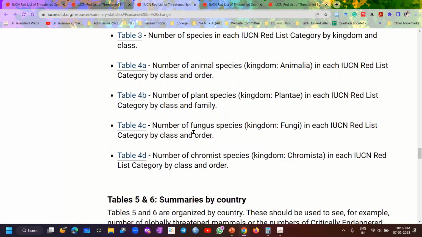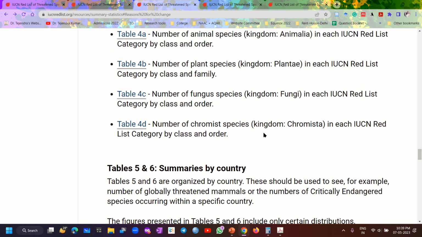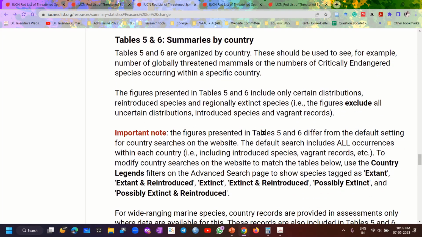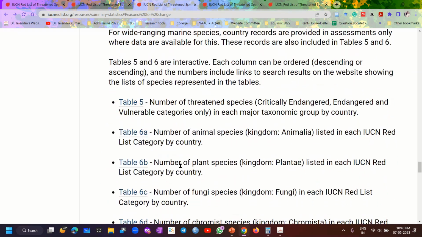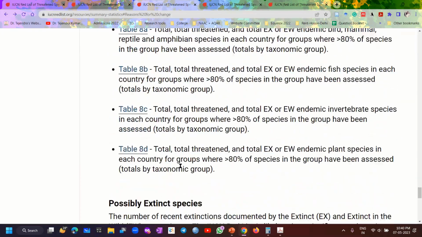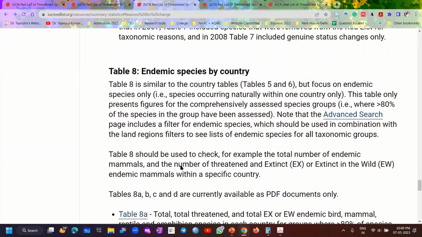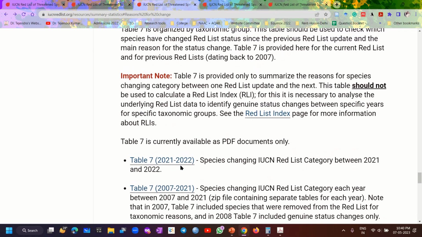Tables 3 and 4 are the different taxonomic groups: the third is by kingdom and classes, and the fourth is of the kingdom Animalia. Fourth B is kingdom Plantae, fourth C is about fungi, and fourth D is the Chromista. So these are separate lists as well, and tables 5 and 6 are summaries by country. Even more tables are there: 7, 8. Table 8 is related to the endemic species.